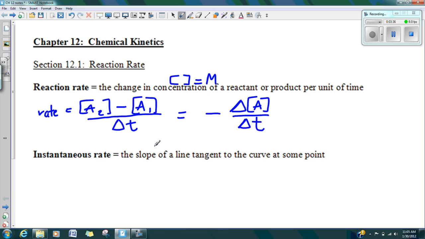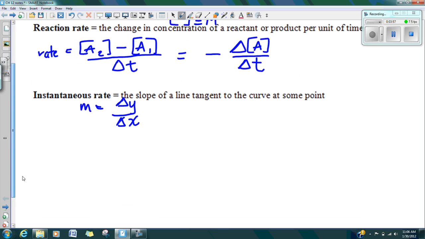Okay, so instantaneous rate: the slope of a line tangent to the curve at some point. If I'm going to say again that our slope is equal to our change in y over our change in x, which is something all of you have had for many years now, we can go ahead and take a look at the stoichiometry of our reactions.